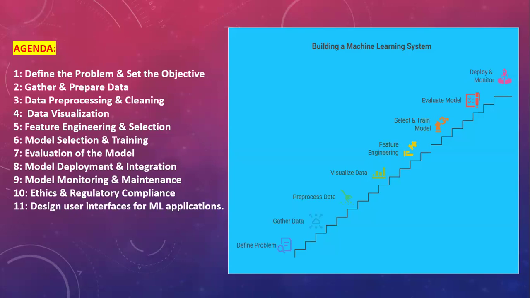model. So once we have completed the model selection and the training of the ML model, we are going to evaluate that linear regression model for car price prediction. Then after that, we are going to see how the model deployment and integration activities are involved. Then we are also going to see how model monitoring and maintenance is involved in the whole process, by following the ethics and the regulatory compliance of AI.